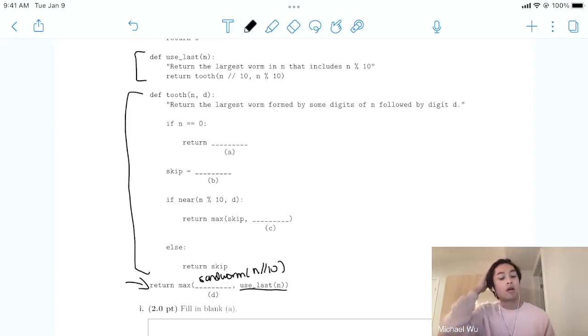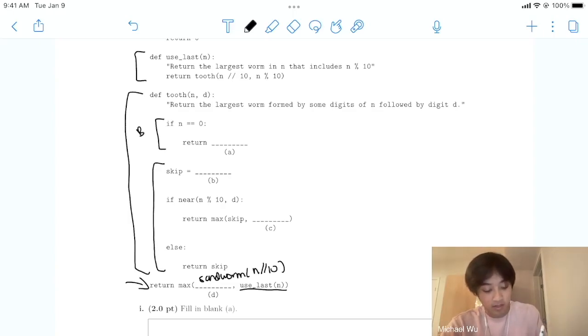Okay, so let's just look at tooth now. What we have is another instance of our recursive structure. So we have our base case and our recursive case. The base case here: if n is equal to 0, well, we just want to return the largest worm formed by the digits of n, which is 0, followed by the digit d, right? So if n is 0, then the largest worm is just going to be d. So we're going to return d.